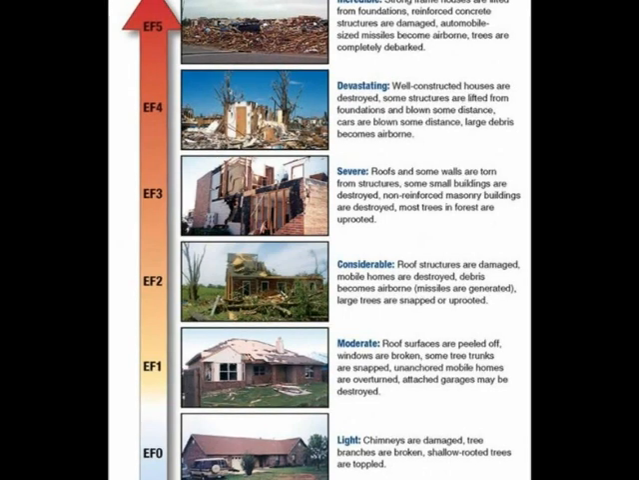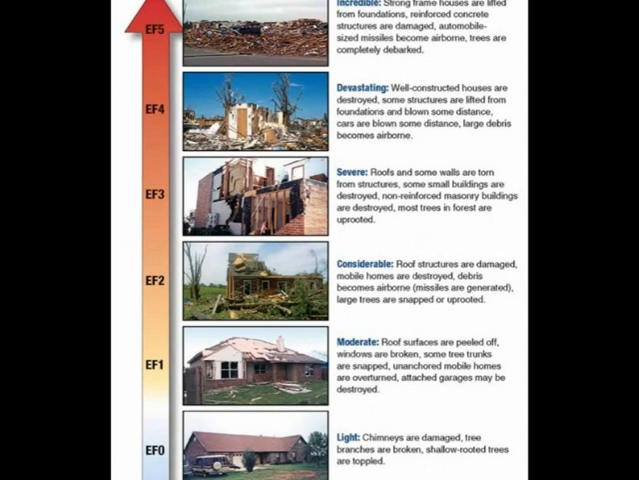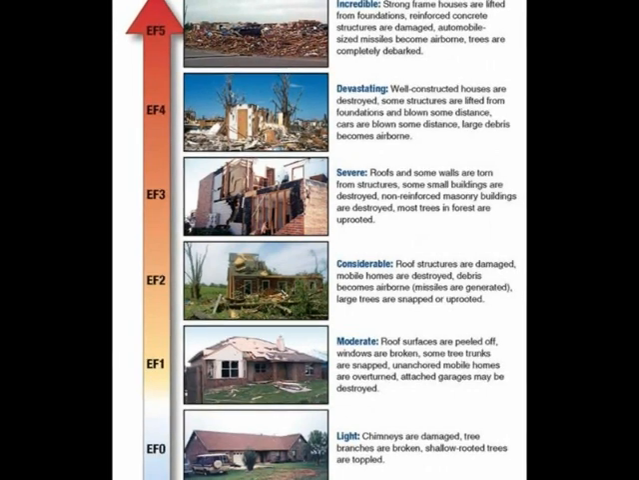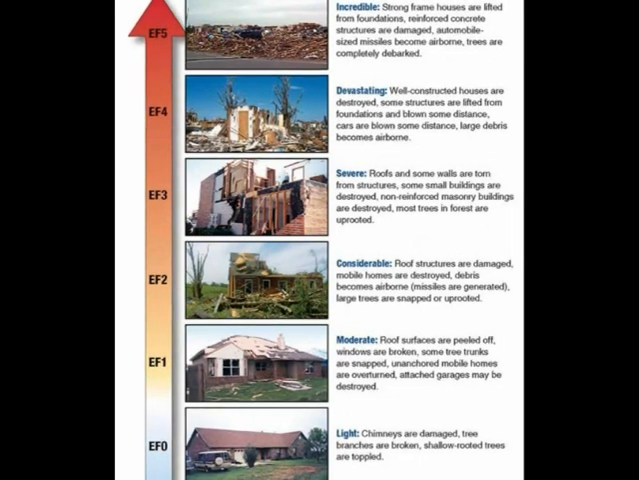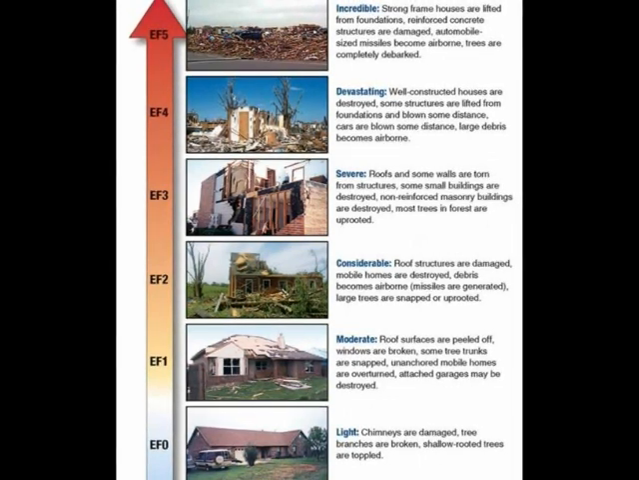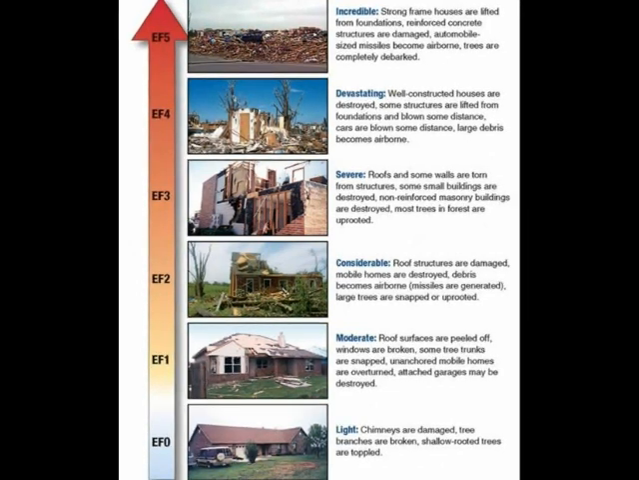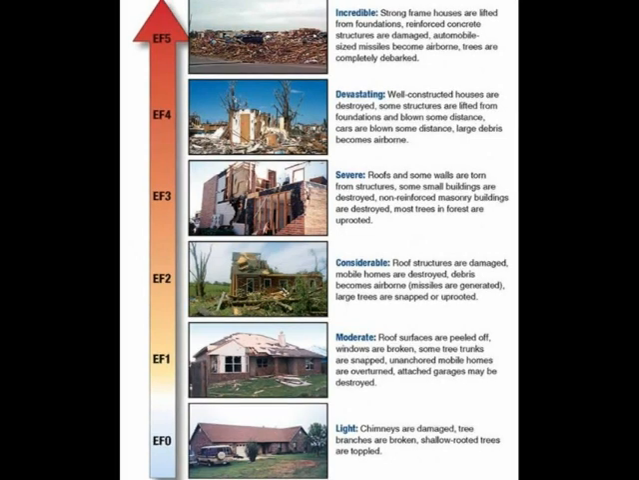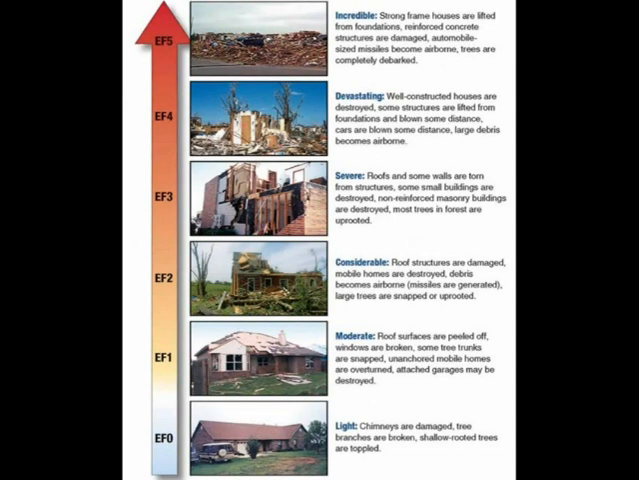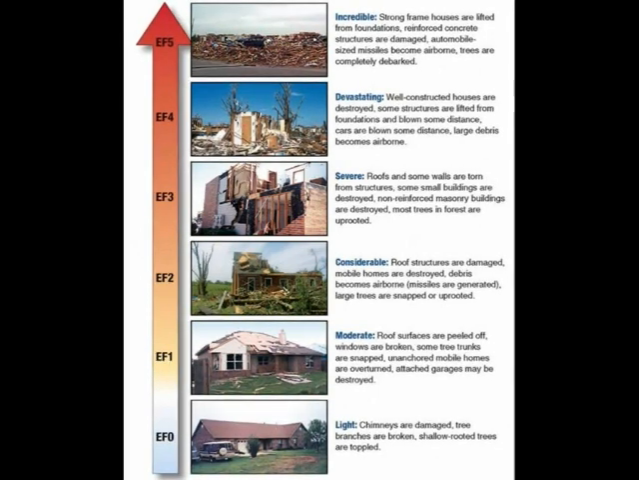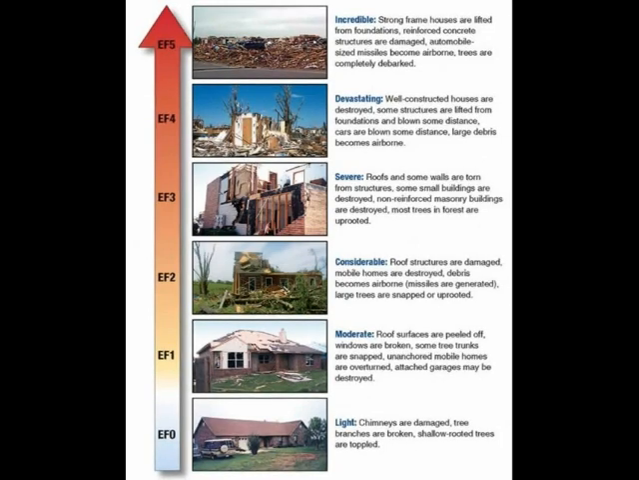Moving on up to EF4, devastating damage. Well-constructed houses are destroyed. Some structures are lifted from foundations and blown some distance. Cars are blown some distance, and large debris becomes airborne. The most dangerous one is an EF5. This is incredible damage. Strong frame houses are lifted from foundations. Reinforced concrete structures are damaged. Automobile-sized missiles become airborne, and trees are completely debarked.